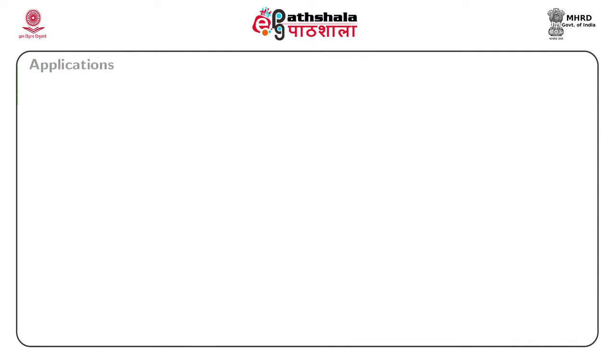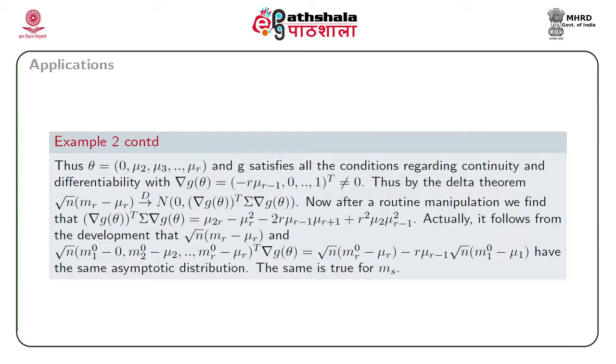Thus, in this case, theta vector equal to 0 has the elements 0, mu 2, mu 3 up to mu r, and G satisfies all the conditions regarding continuity and differentiability with the gradient vector as a vector with first element minus r times mu r minus 1, the last element as unity and the rest of the elements all 0, and naturally this gradient vector is non-zero. Thus, by the delta theorem, square root of n (mr minus mu r) converges in distribution to a univariate normal distribution with mean 0 and variance as given in the text.